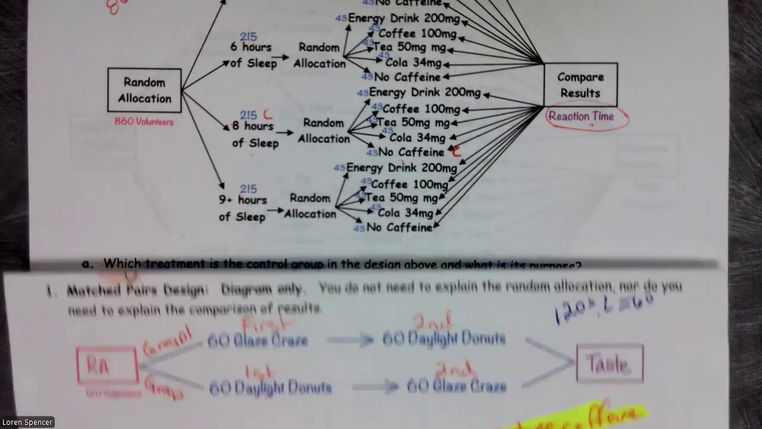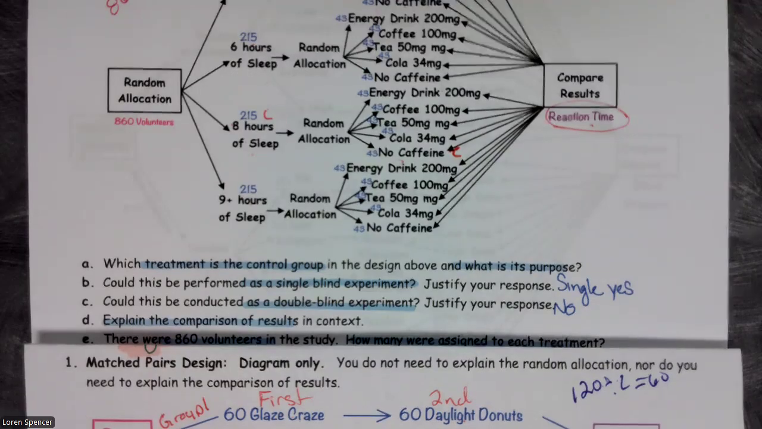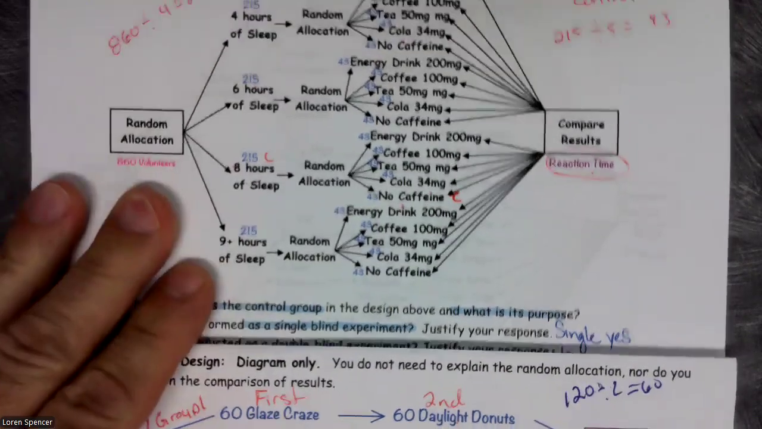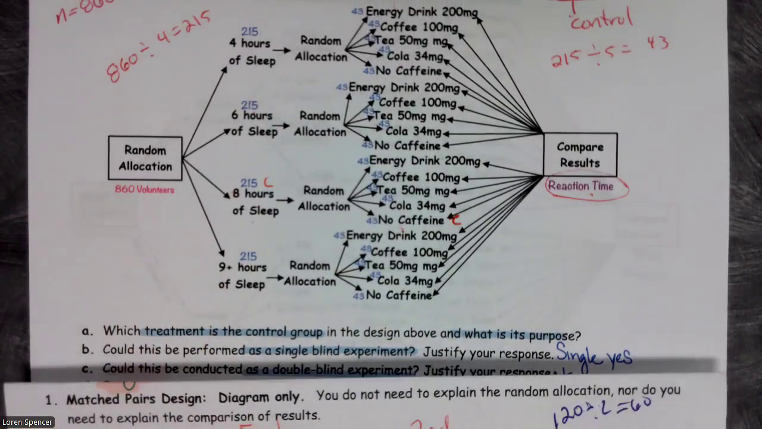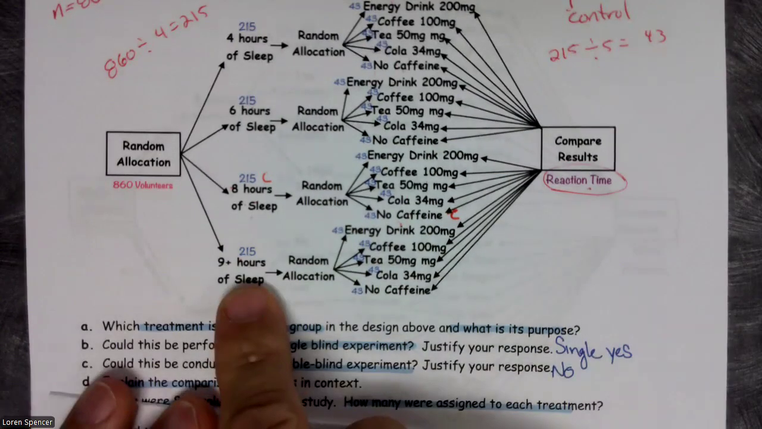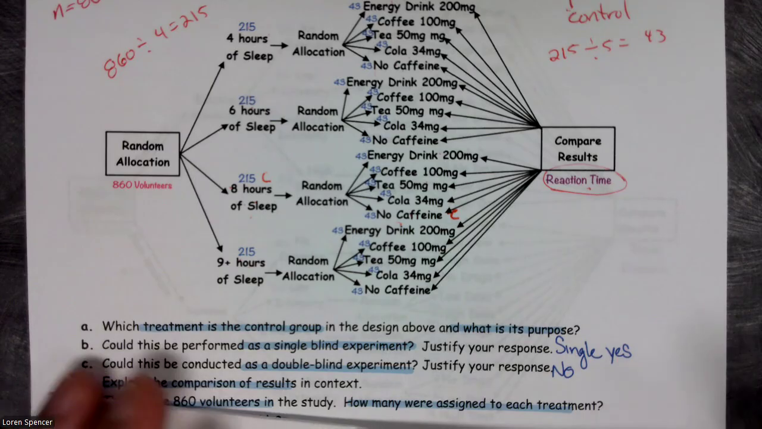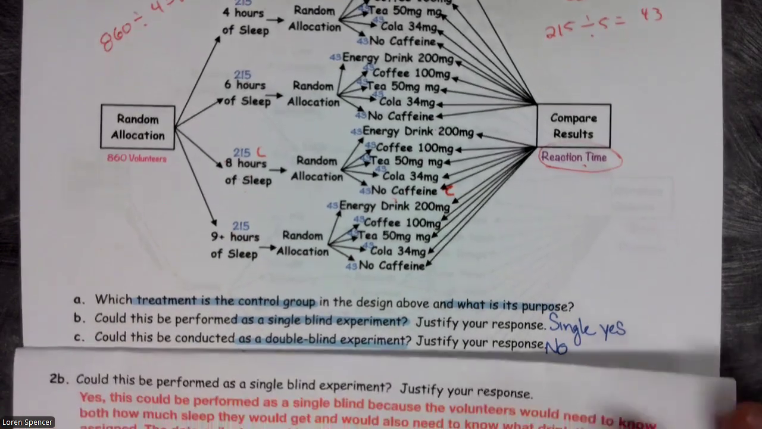So the next question: could this be performed as a single blind experiment? And I'm going to say, yeah, it could. There's no reason a data collector would have to know how much sleep you got, because they just see you. They don't know how much you're sleeping, and they don't know how much caffeine you're getting. So definitely could be done single blind.